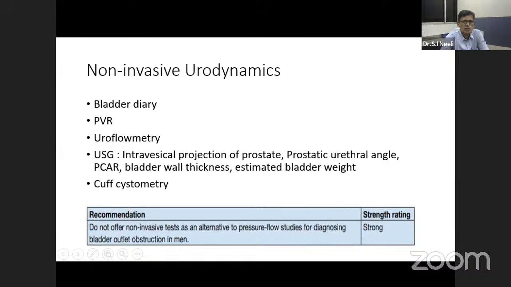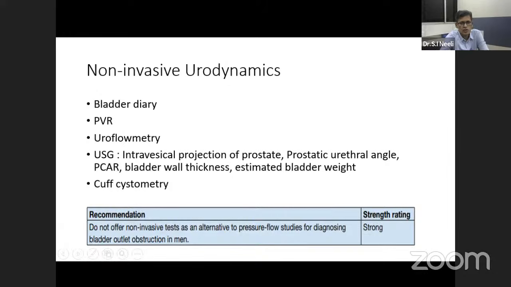So there are various types of urodynamics. One is non-invasive urodynamics, the other is invasive urodynamics. Already we discussed a few non-invasive urodynamics in the form of bladder diary, post-void residual urine assessment, uroflowmetry, and ultrasound, which also helps us as indirect urodynamic assessment of the bladder in the form of intravesical prostate protrusion, urethral angle, bladder wall thickness, and estimated bladder weight. Another non-invasive cystometry is the cuff cystometry, which is rarely practiced.